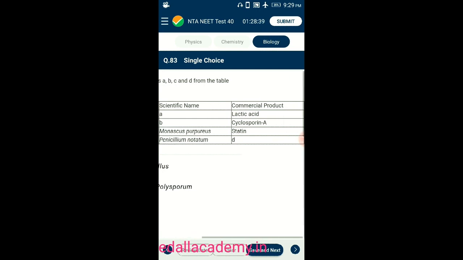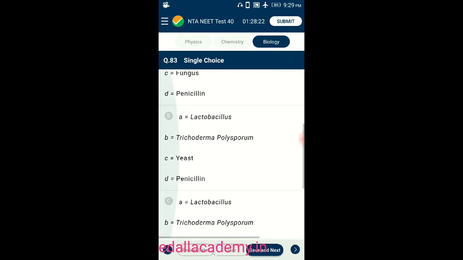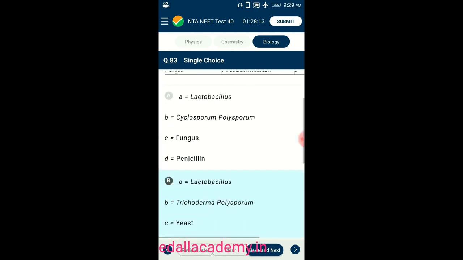D. Penicillin was the first antibiotic that was discovered by Alexander Fleming. It was found to be produced by the mold Penicillium notatum. So the correctly matching one is option B. A represents Lactobacillus, B represents Trichoderma polysporum, C represents yeast, D represents penicillin.